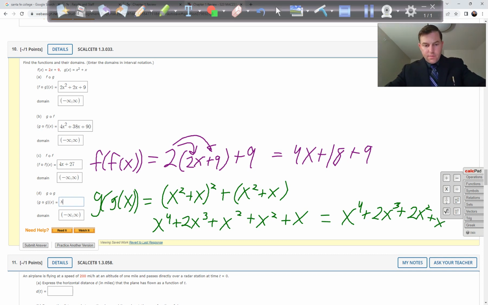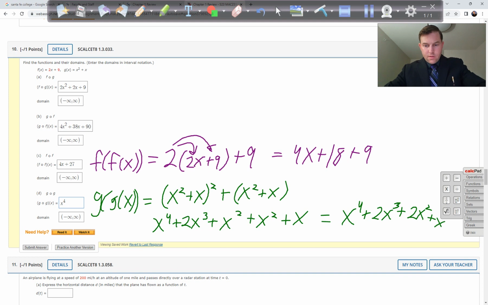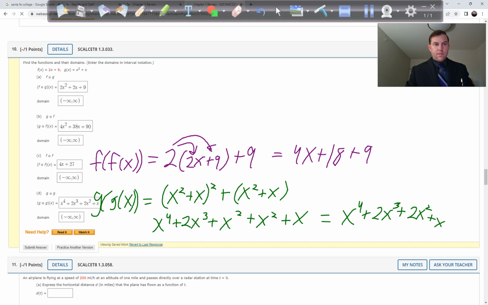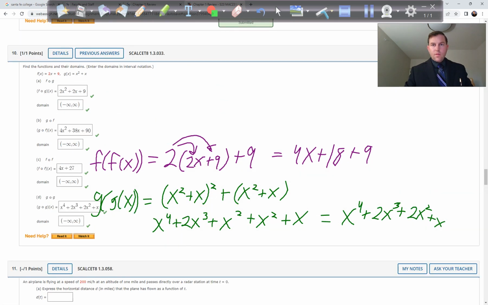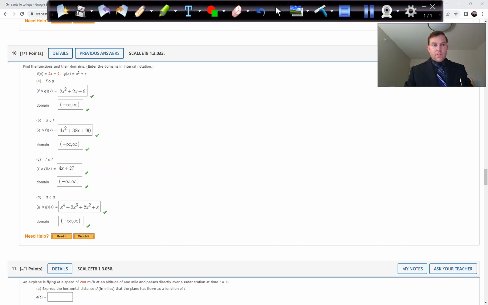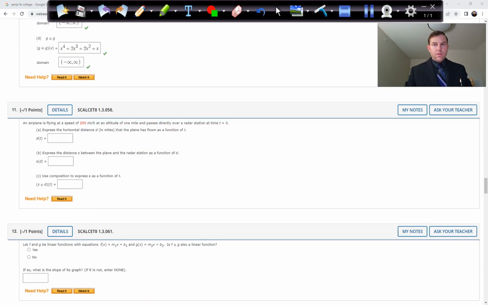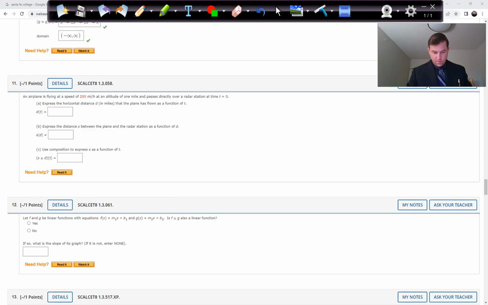So we get x to the fourth plus 2x raised to the third plus 2x squared plus x. And we've got nothing but green check marks on that one. Perfect. Okay, for problem 11.